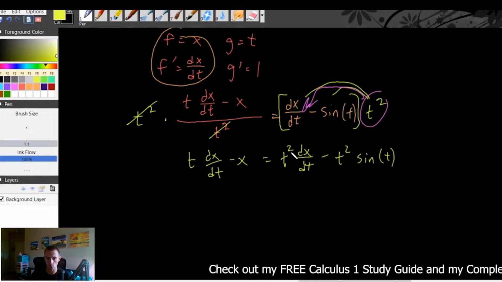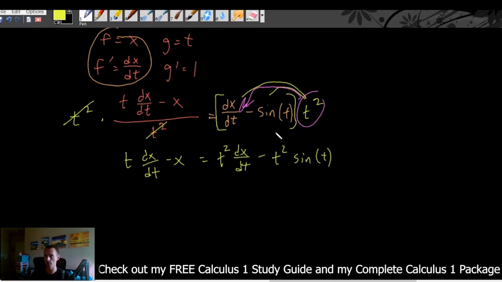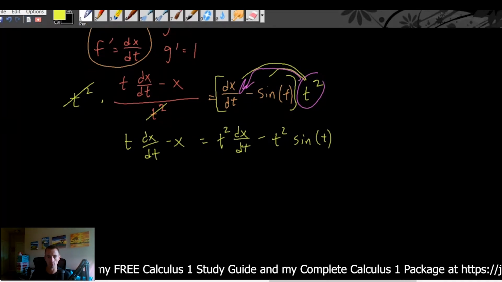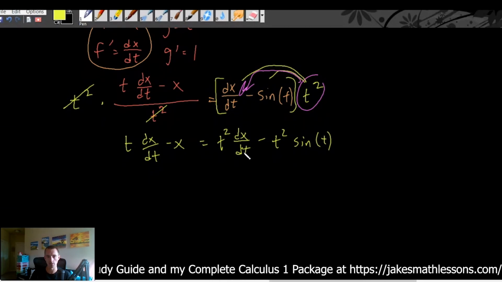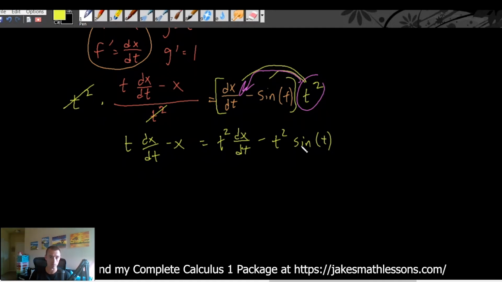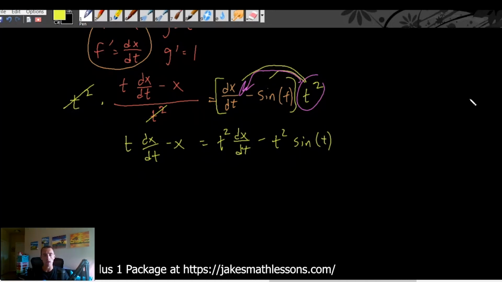It should be a t squared. All right, sorry about that. That is more like what I was expecting to see there. So let's carry on from there. So we get that t squared times dx dt, and then t squared times negative sine of t leaves us with this. Okay. So now what we need to do, like I was saying before, let's circle back to that.